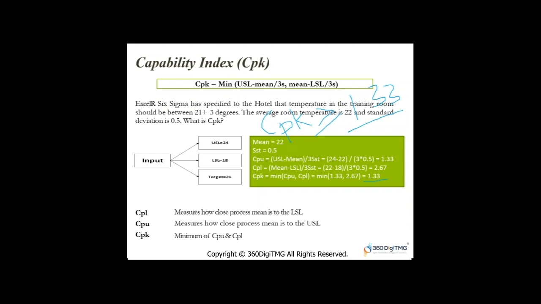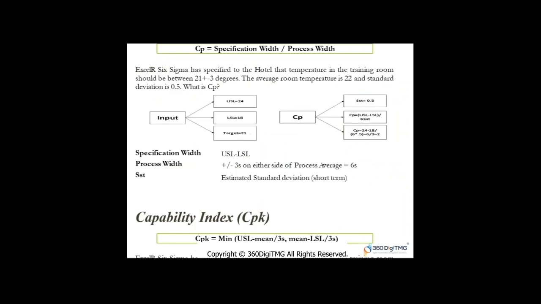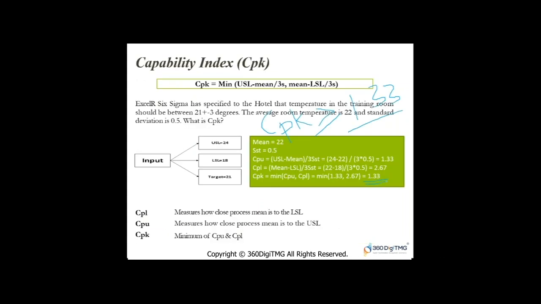There is less variation in the process based on the CP value, which we have calculated here. It is 2. And CPK is also doing good. So my process mean is closer to my target. This is how I infer, right?